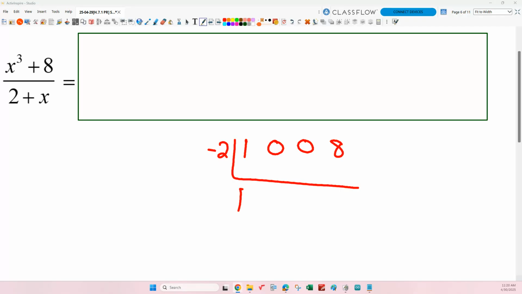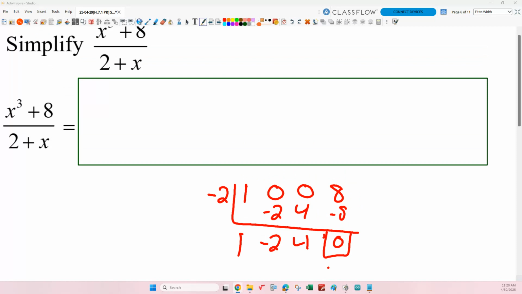We drop the 1, then multiply, add, multiply again, add. And then this would give us -8, right? And then our 0. So this would become the answer, which is what? How could I write that as a polynomial? Yes. And what value of x do I have to exclude? What value cannot be in the denominator? -2, which is the 0.